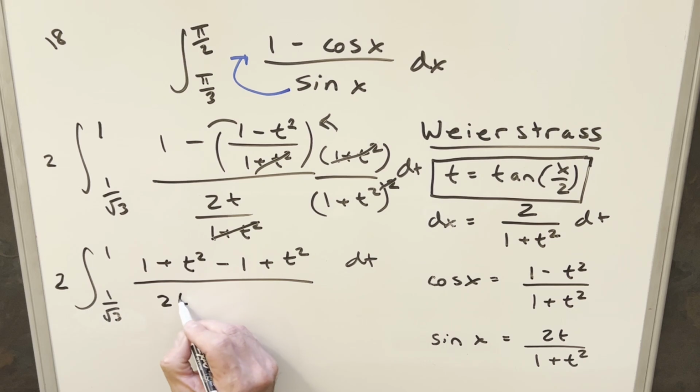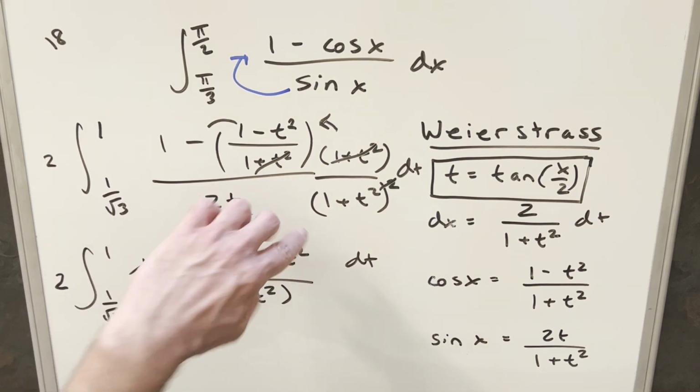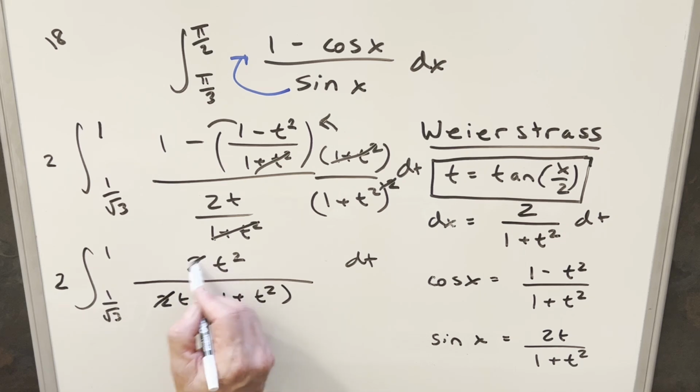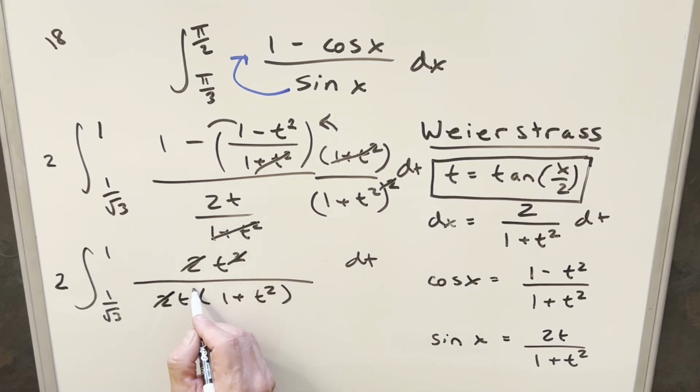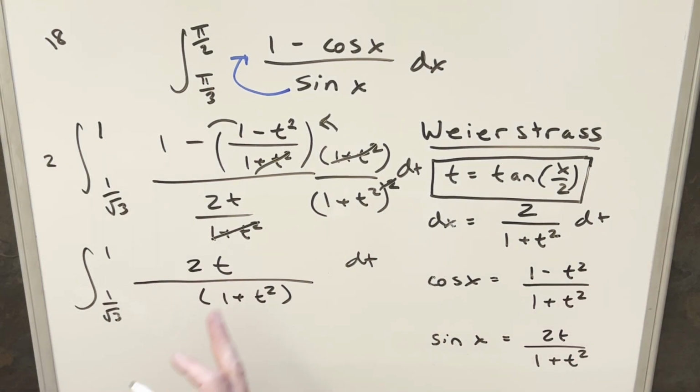We're left with 2t times 1 plus t squared in the denominator. 1 minus 1 is 0 here, and t squared plus t squared is going to be 2t squared. But then I can cancel out the 2s, I can cancel out one t, and we're left with an integral we can do. Now just to set this up, let me take this 2 and multiply it back in here, so we're going to have a 2t in the numerator. And now I think we're set up for another substitution.